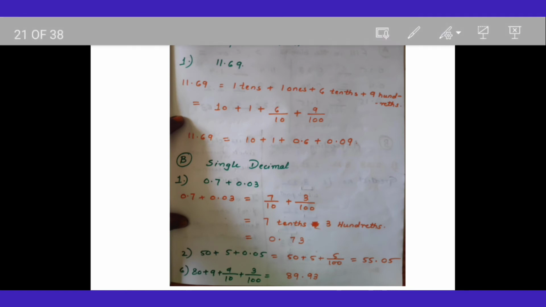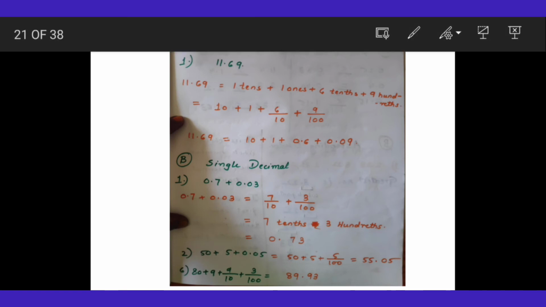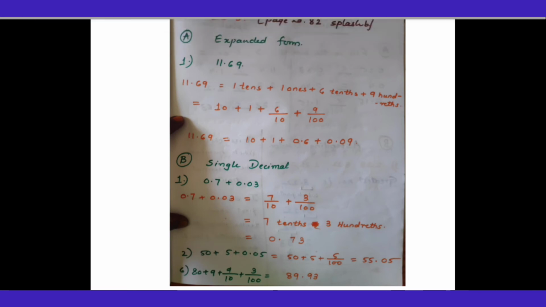Now it is exercise 3 of your Splash book, page number 82. Question number A. What is the expanded form of 11.69? So 11.69 is 1 ten plus 1 one plus 6 tenths plus 9 hundredths, right? So you will write 10 plus 1 plus 6 upon 10 plus 9 upon 100, and in decimal it will be expressed like this. Okay, fine.